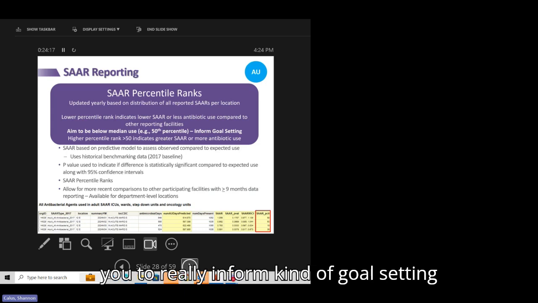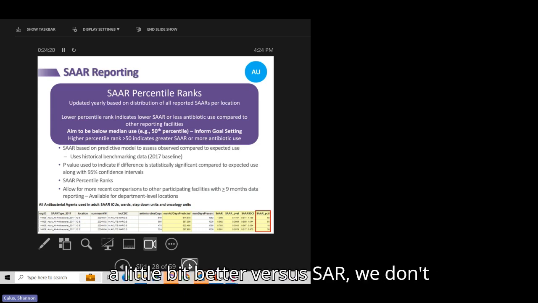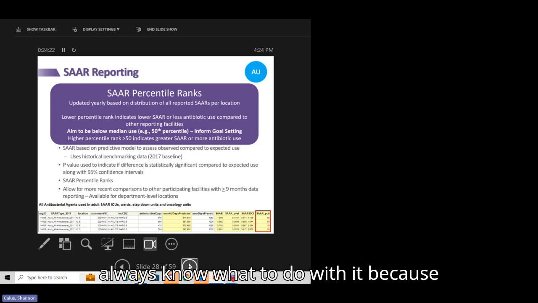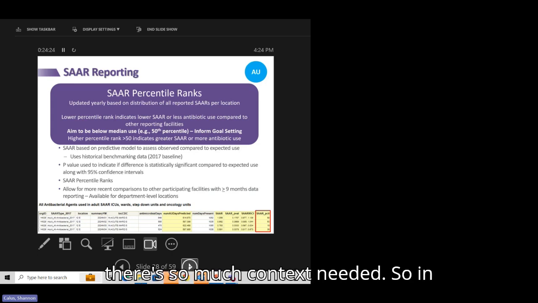This allows you to really inform goal setting a little bit better versus SAR, where we don't always know what to do with it because there's so much context needed. So in these cases, again, probably lower percentile rates is favorable.